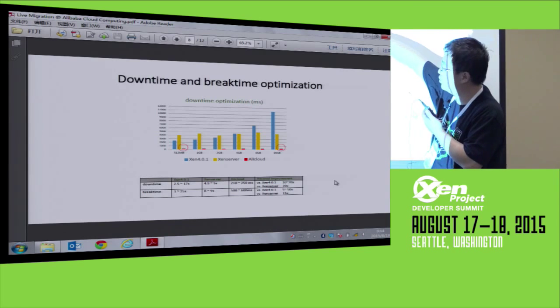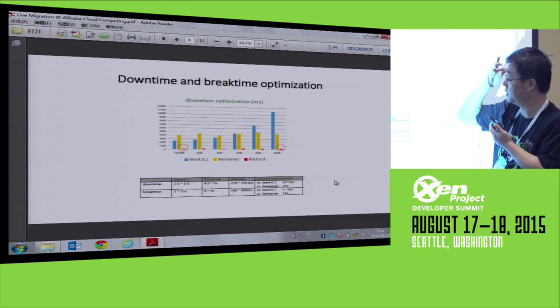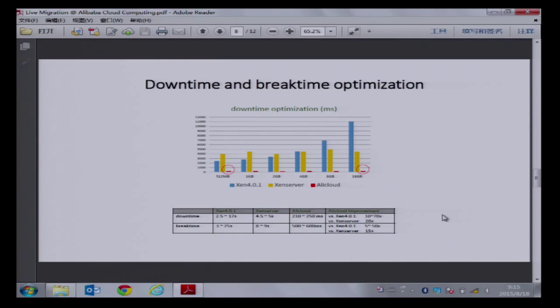And this blue column is the data of Xen 4.0.1. The time increases as the VM memory size increases. For example, at 512 megabytes, the time is 2.5 seconds, and when the memory increases to 16 gigabytes, the time is 17 seconds. They increase, and the yellow data is the Xen Server time. The Xen Server time is about 4.5 to 5 seconds.